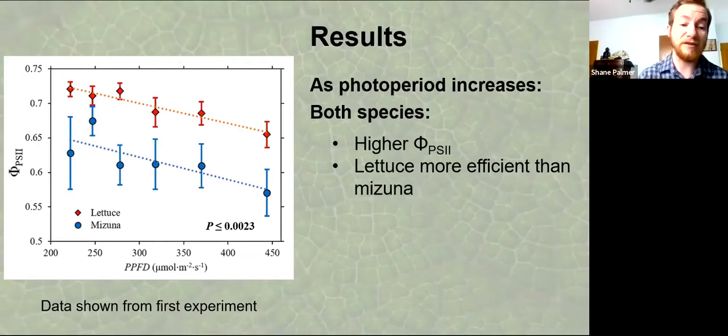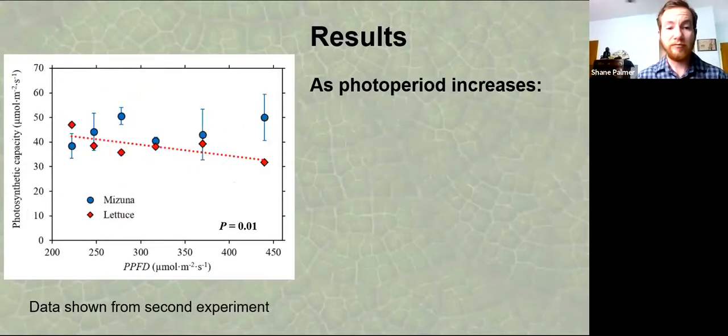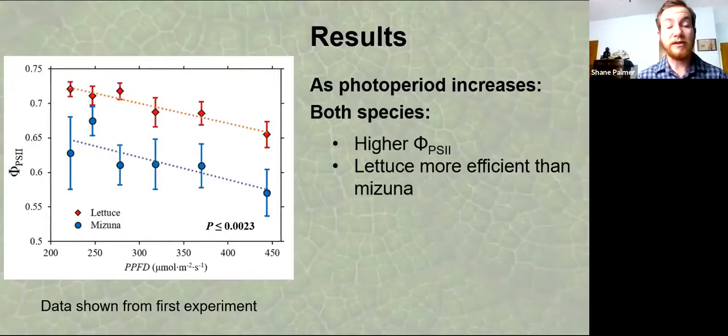In this graph, it's showing the opposite, because as the light intensity is increasing, the quantum yield of PS2 is going down because the photosynthesis is becoming less efficient. So in the case of this graph, if you think of the short photoperiod treatments being on the right-hand side and the long photoperiod treatments being on the left-hand side, that'll make a little more sense. And also lettuce was more efficient than Mizuna.